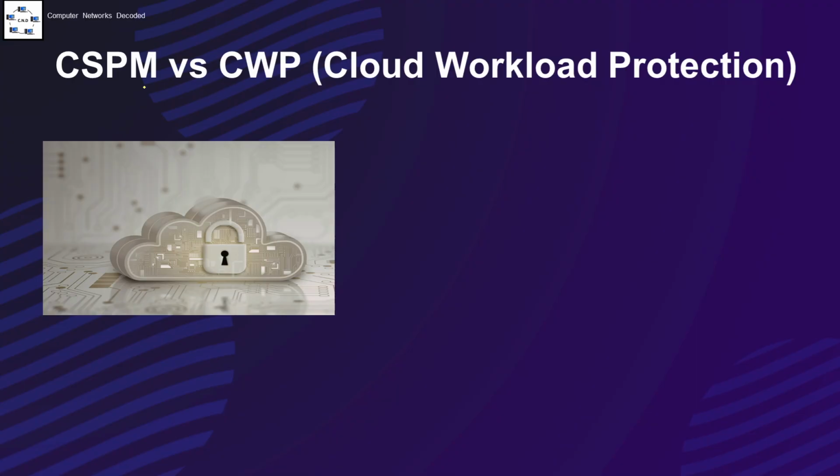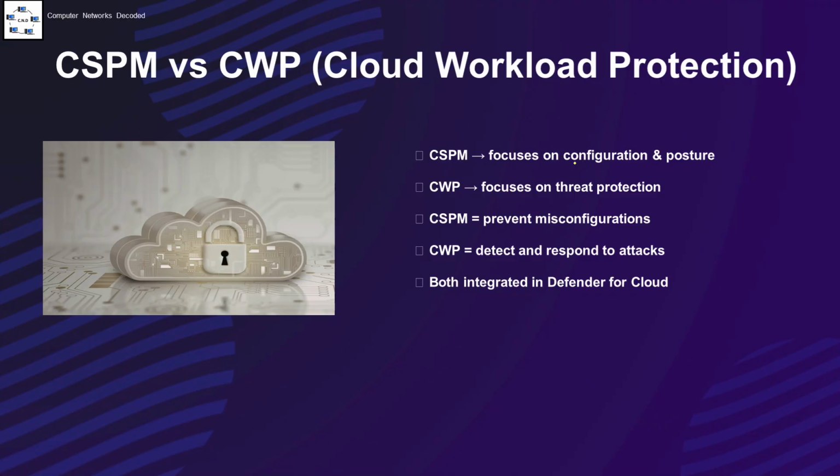So what's the difference between CSPM and CWP, that is Cloud Workload Protection and Cloud Security Posture Management? So CSPM basically focuses on configuration and posture, while CWP focuses on threat detection and protection. So CSPM is basically used to prevent the misconfiguration inside cloud, while CWP detects and responds to attacks. So both of these, CWP and CSPM, are integrated in Defender for Cloud.